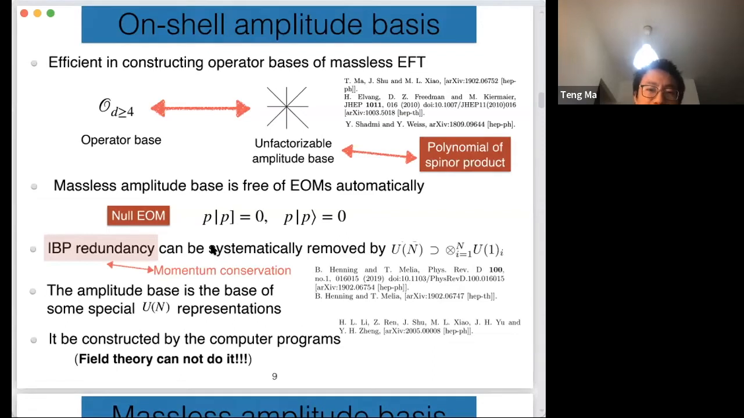Second, the redundancy from the IBP can be systematically removed by the U(N) global symmetry. Here, the IBP constraint corresponds to the momentum conservation constraint in the amplitude basis. In this work, they found that the amplitude basis without IBP redundancy corresponds to the basis of some special U(N) representation. So the complete amplitude basis can be constructed by finding all these special U(N) representations. Based on this theory, a complete set of massless operator basis can be constructed by the computer program in this work. And this cannot be achieved by the traditional field theory.